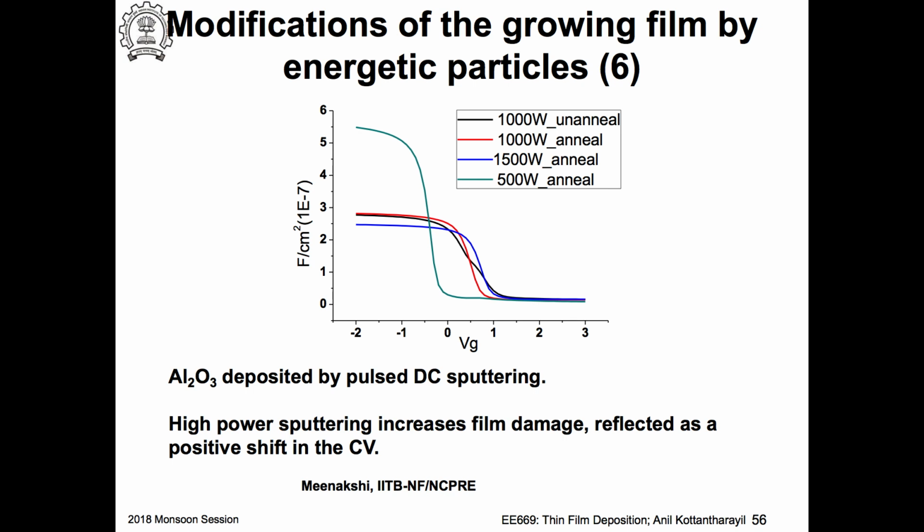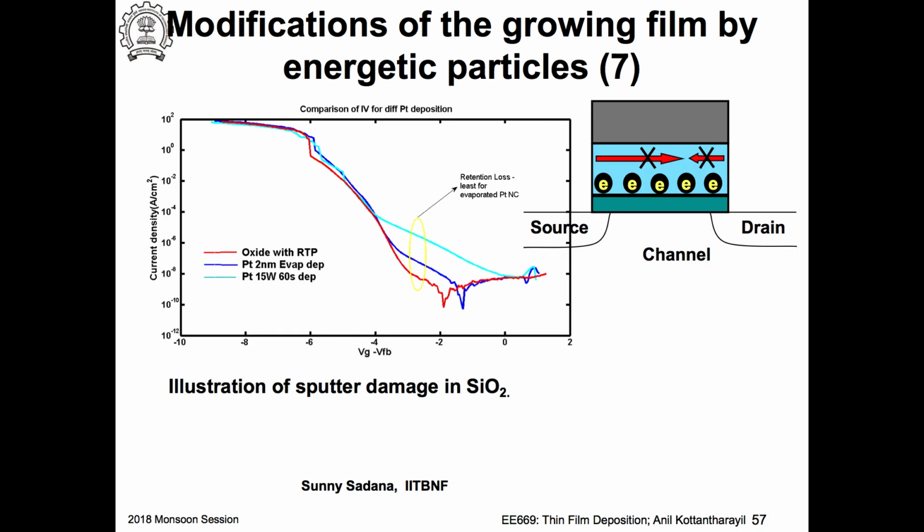With higher power, the thickness again increases at 1500 watts, and the CV shifts further towards the right. So this is another example. In this particular application, what we are trying to do is not really make a transistor, but to probe whether I can use a dielectric process for a certain application.